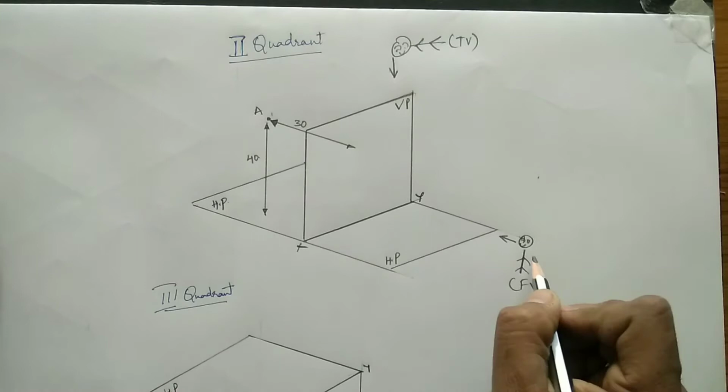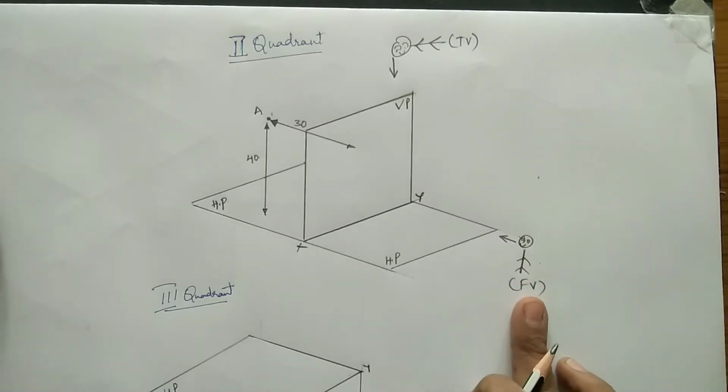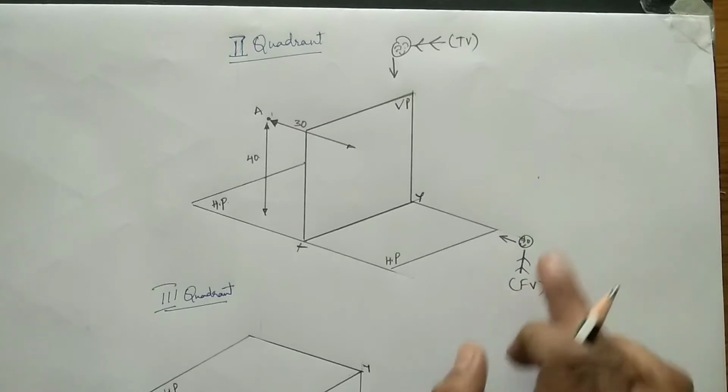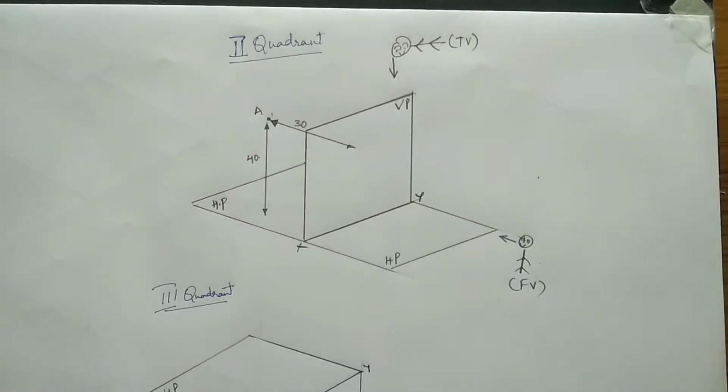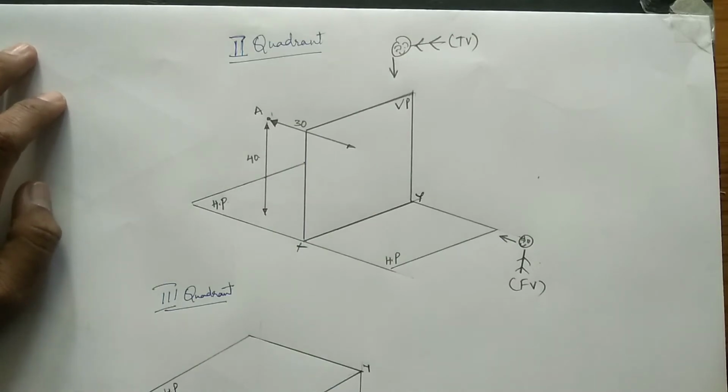As I have mentioned, the observer's position will be here in the front view position, and his position will be here in the top view position. In the previous explanation for the first quadrant, his positions remain unaltered. He does not move from his position. Only with fixed positions does he see the position of the point in different quadrants.